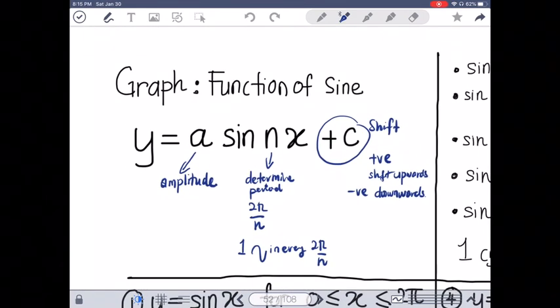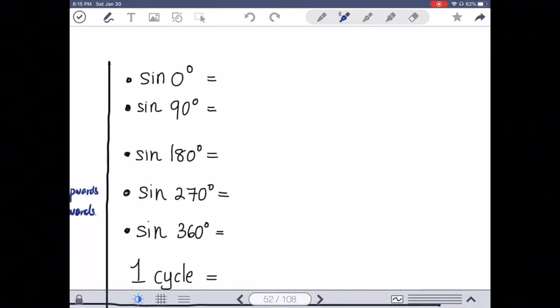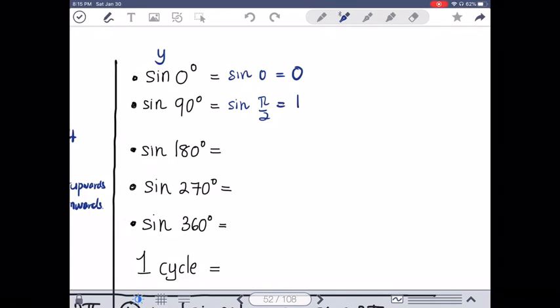Okay, before we start sketching the graph, let's have a look at the basic graph of sine. Suppose that we have y equals sine 0. Sine 0 is just equal to sine 0 radian, which is just equal to 0 if you press your calculator. If we have sine 90 degrees, which is also equal to sine pi over 2, we will get 1.